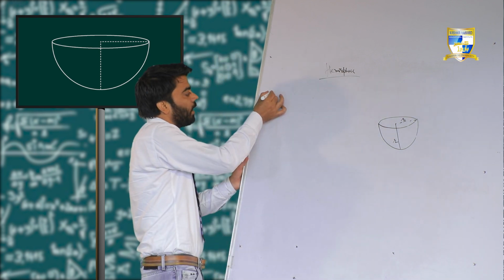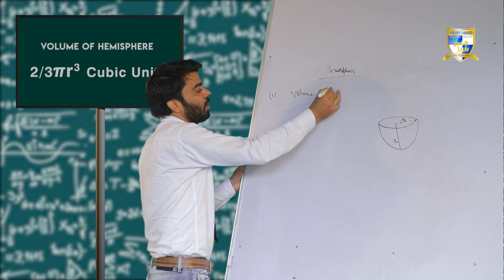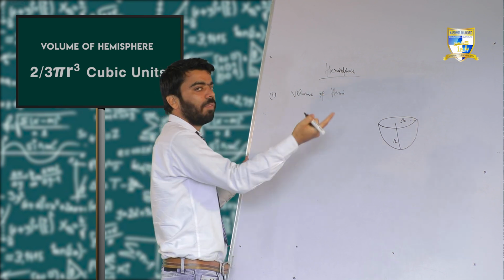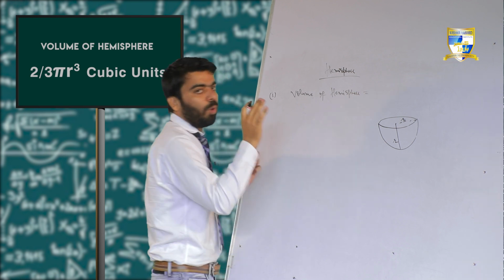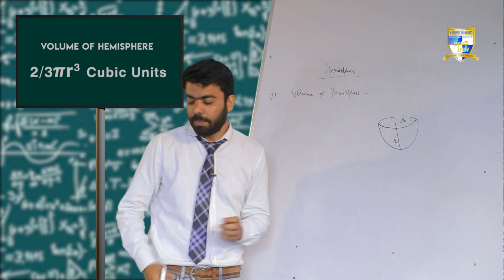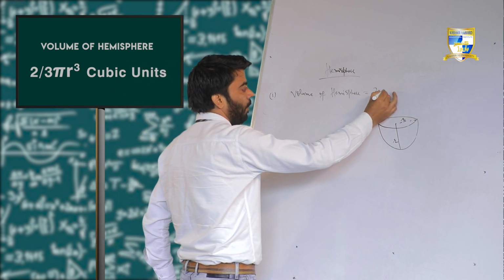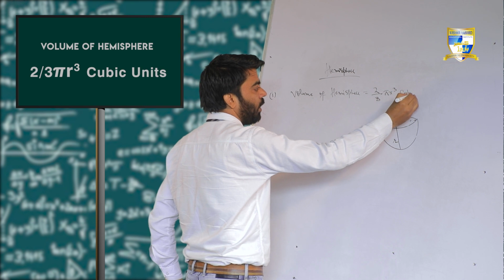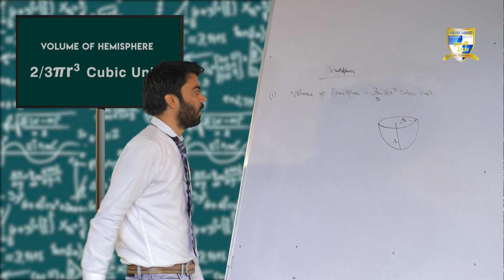The first formula is volume of hemisphere. Simply, it will be the half of the volume of the sphere. And the volume of sphere was 4 by 3 pi r cube. 4 by 3 pi r cube divided by 2, it becomes 2 by 3 pi r cube. 2 by 3 pi r cube cubic units. This is the volume of hemisphere.